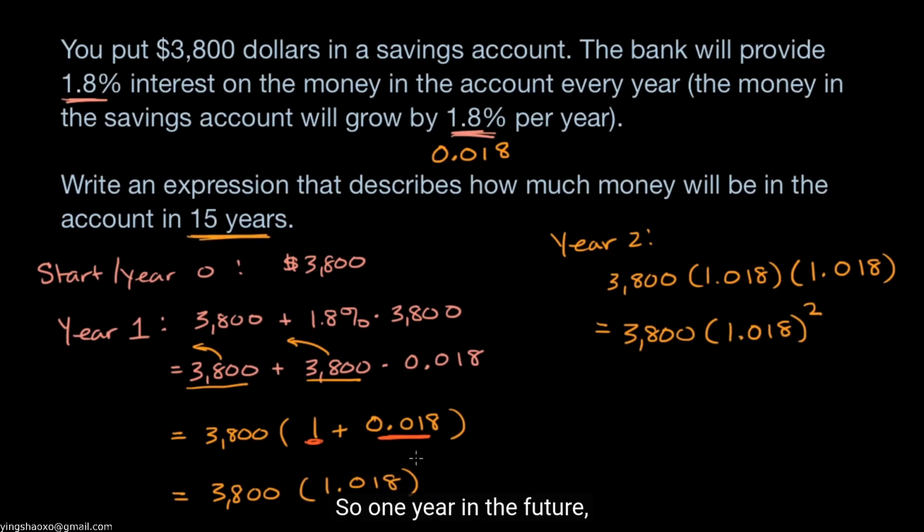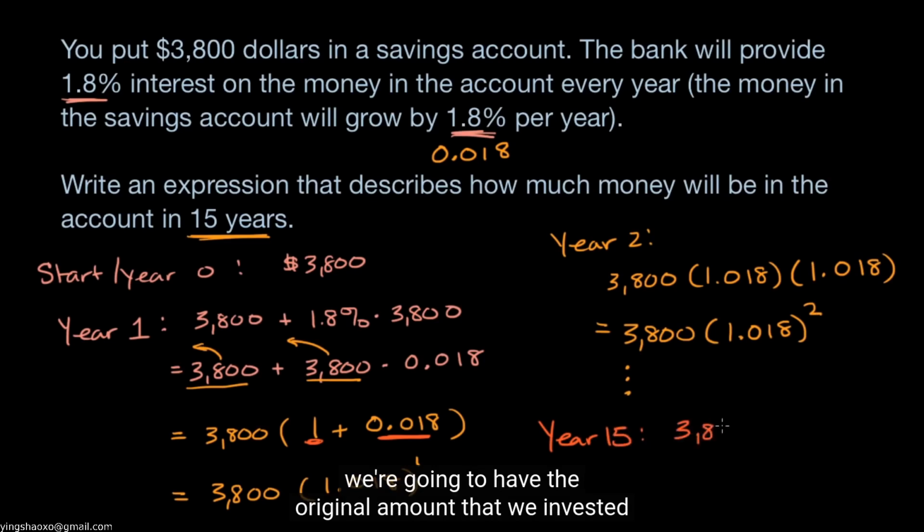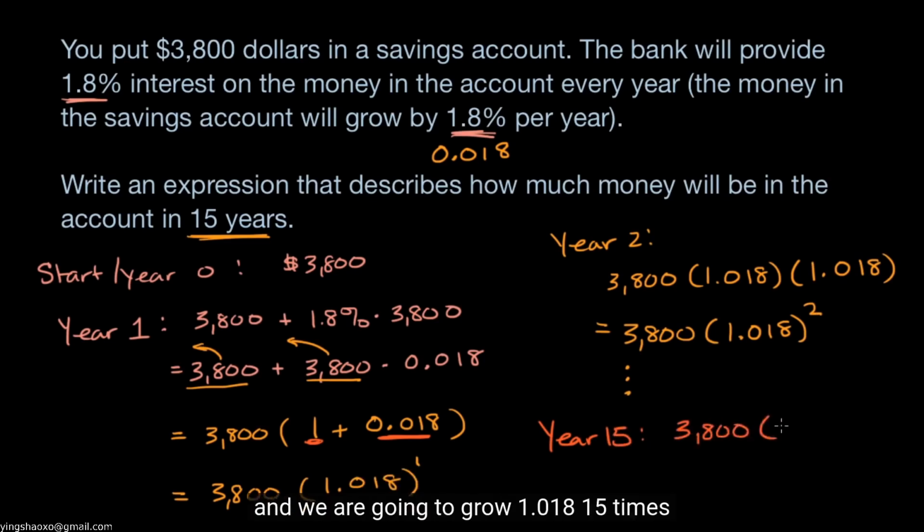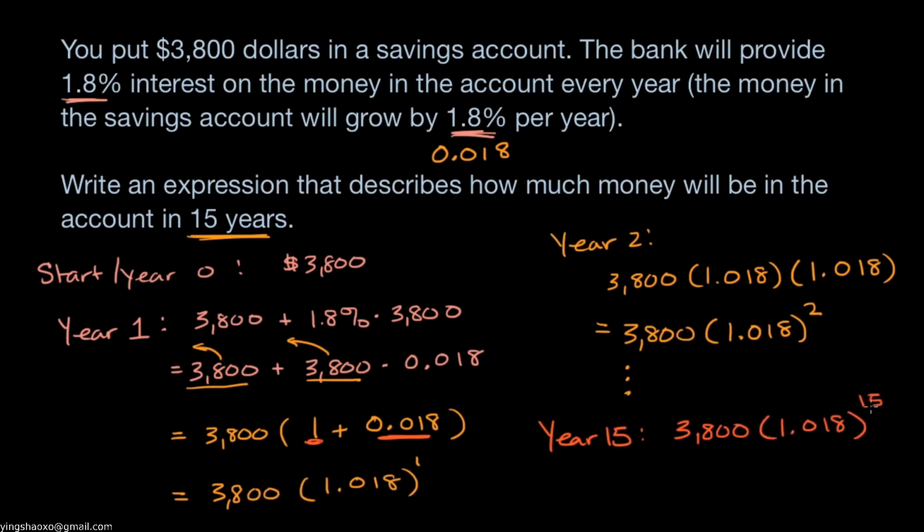So 1 year in the future, your exponent here is essentially 1. 2 years, your exponent is 2. So year 15, I can just cut to the chase here. So year 15, well, that's just going to be, we're going to have the original amount that we invested, and we are going to grow 1.018 15 times. So we're going to multiply by this amount 15 times to get the final amount.